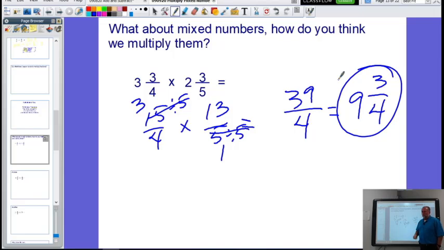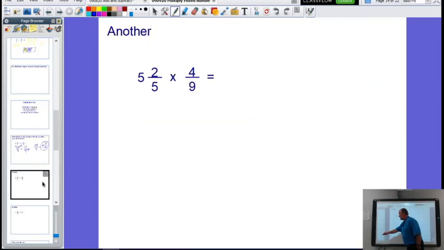So we're going to work one more problem for today's lesson, then we're going to call it a day, and then the rest of it we'll finish up tomorrow. So let's see if we can do this one. So we got 5 2/5 times 4/9.